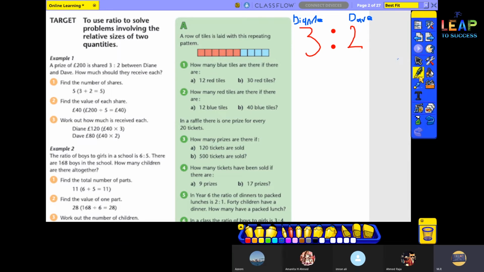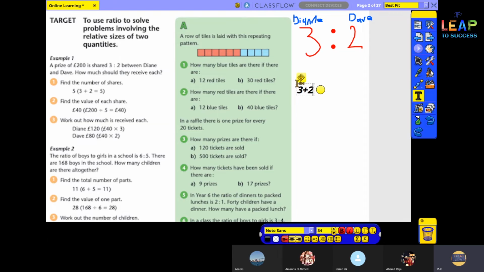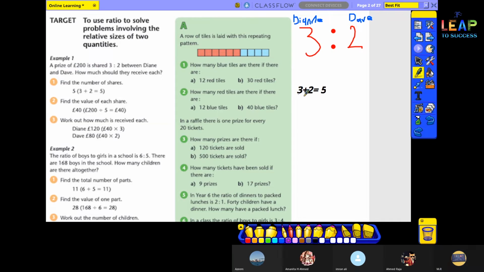So what you need to do first, it's a straightforward step, is you add up the ratios. So you add up 3, add 2, which is straightforward for now. You know that is 5. Now this is the total amount of the ratio, 5. So remember the very first part, it said there was a prize of £200 is shared. So the actual total that these 5 shares equal is £200. That's the total. If you add up all of these shares, it makes £200.